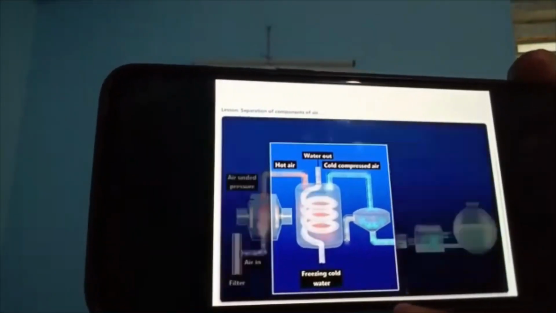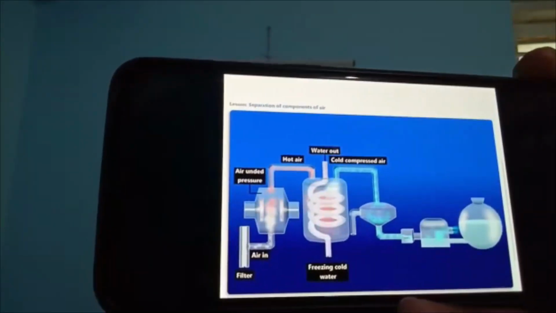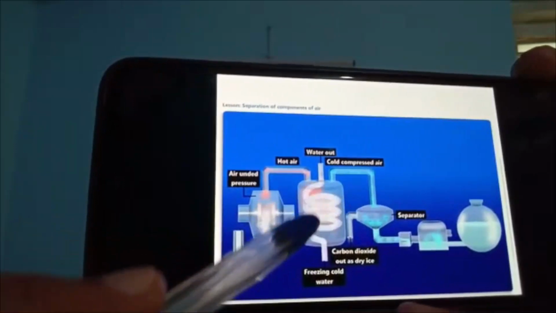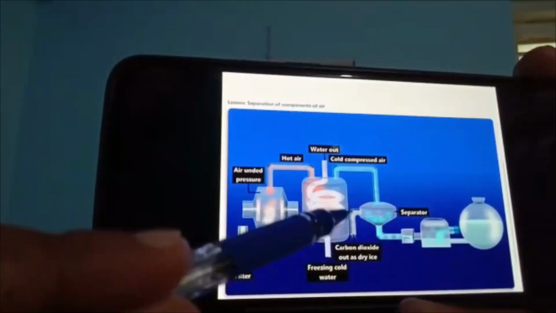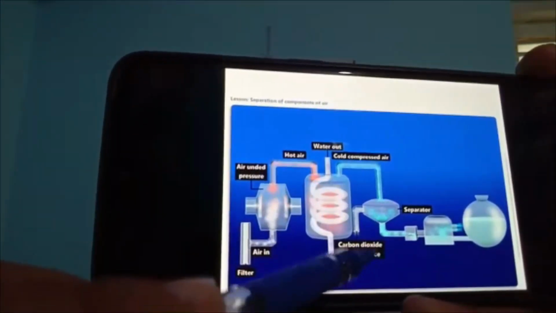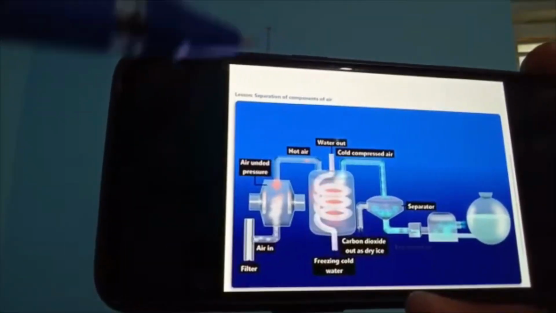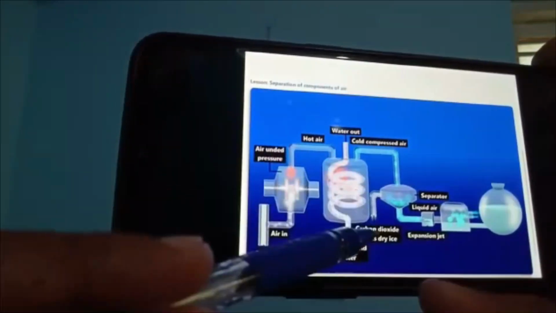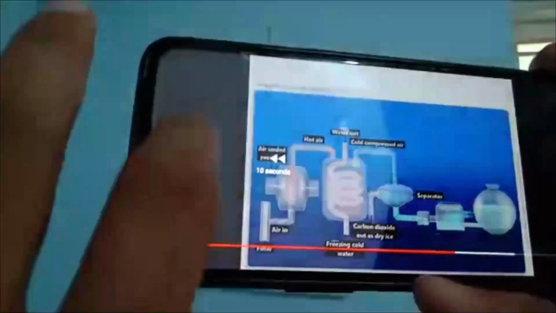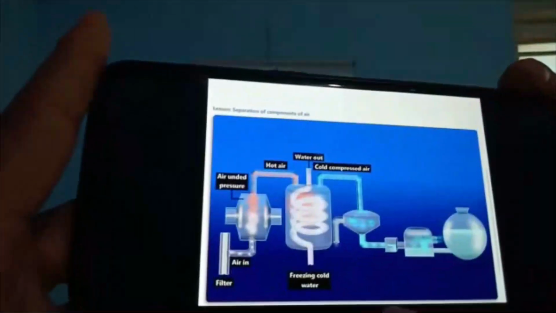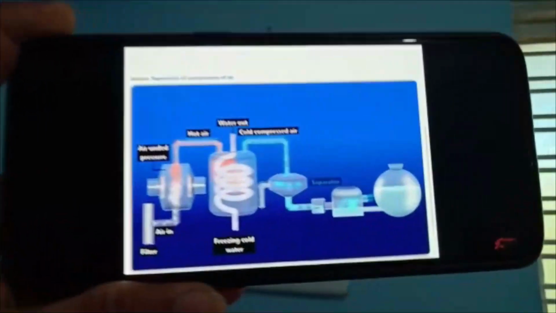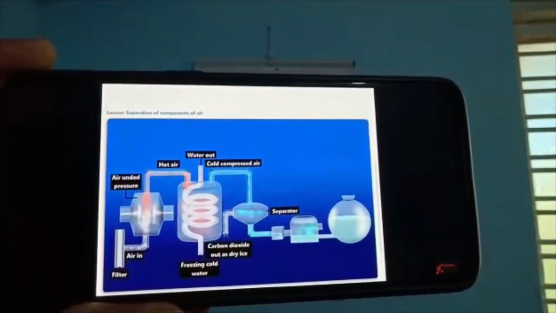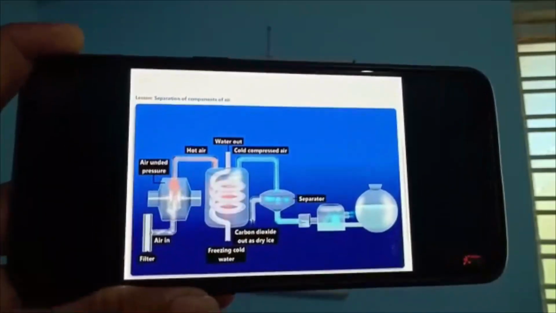And then the cold compressed air is passed to the separator. You can see there is a separator. From this separator carbon dioxide gas is separated, and from this hole it is going out. See, the carbon dioxide comes out as dry ice. Do you know that dry ice is solid carbon dioxide? So solid carbon dioxide is separated in this way. When the cold compressed air passes to the separator, the dry ice is separated in this area. At that time our compressed air is carbon dioxide free.